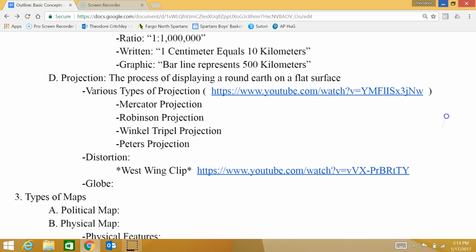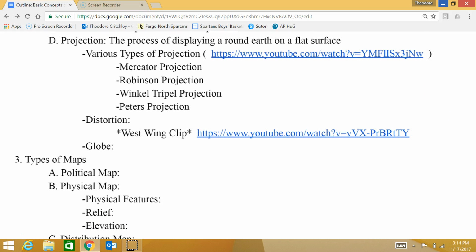Projection. We talk about this quite a bit in our world cultures class as well, and you probably talked about it in your geography classes, for those of you that had geography at Ben Franklin in 7th grade. Whenever we talk about projection, we're talking about the process of displaying a round Earth on a flat surface. What I would like you to do is understand that there are different types of projection.